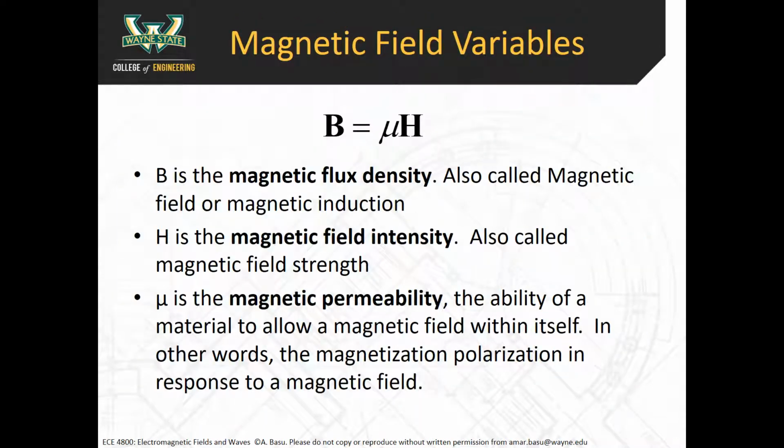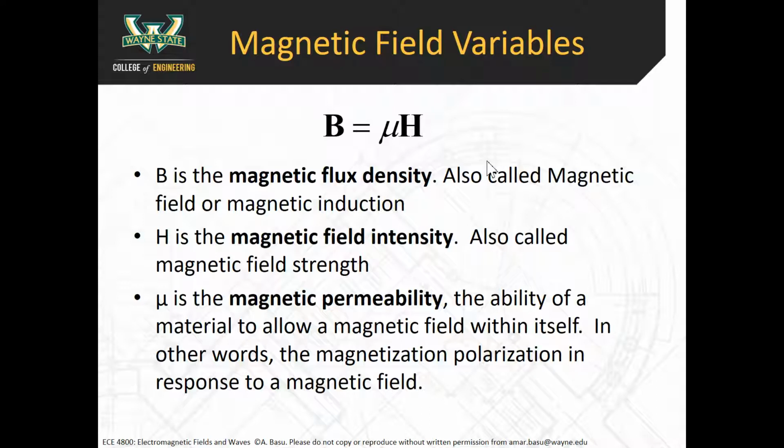So defining the terms, the magnetic field variables, B is equal to mu H. B is the magnetic flux density, also called the magnetic field or the magnetic induction. H is called the magnetic field intensity, and it's also called the magnetic field strength. They're related together by this term mu. Just like D is equal to epsilon E, in magnetics you have B is equal to mu H.